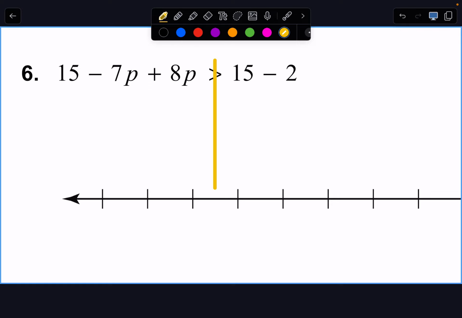Okay, I think we need to address this problem. Eva, you are not the only one to have made that mistake, so do not panic. On the left side, we have negative 7p plus 8p, which is what? Just 1p. So on the left side, you should have 15 plus 1p. And over here on the right side, 15 minus 2 is 13.